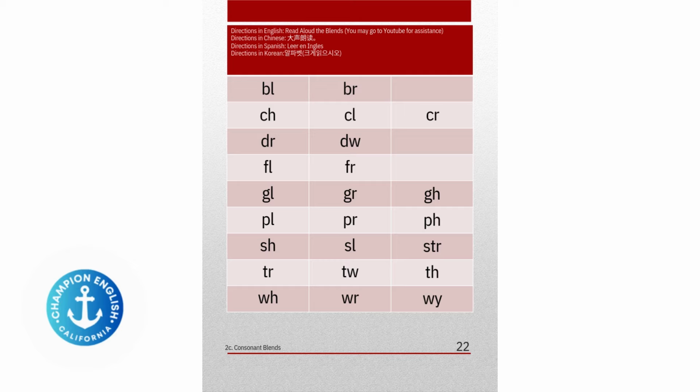Okay, students, we're going to do this again, and this time we are going to say the blends. Come on, say blends, blends. We're going to say the blends 3 times. Here we go, students. Bl, br, ch, cl, cr, dr, dw, fl, fr, gl, gr, g, pl, pr, sh, sl, str, tr, tw, w, r, y. Good job, students. Try your best.